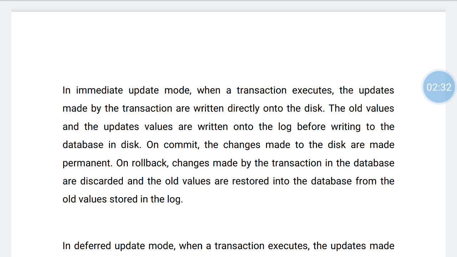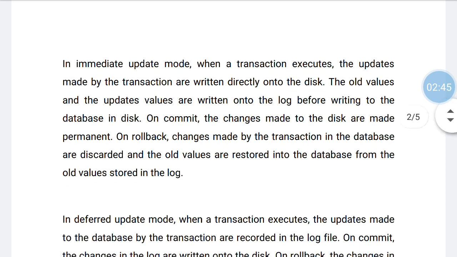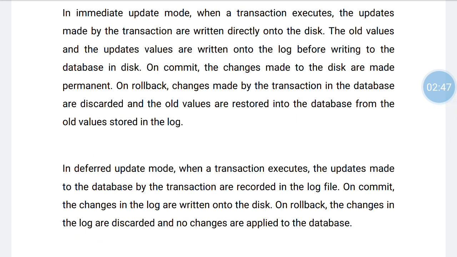On rollback, changes made by the transaction in the database are discarded, and the old values are restored into the database from the old values stored in the log. So this is the immediate update method.